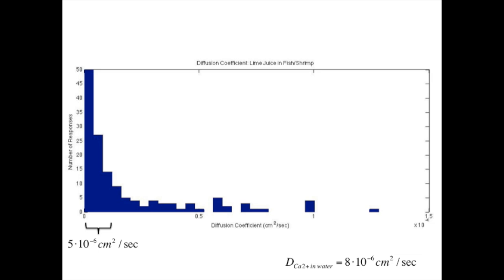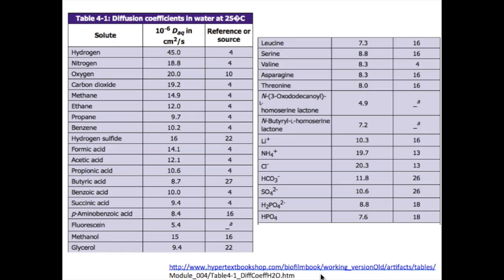And again, if we compare this to calcium ions, the diffusion of calcium ions in water, which is also a small charged molecule, this is 8 times 10 to the negative 6 centimeters squared per second, or this was the number that we used in the class. And so more or less, it looks like our measurements as a whole are quite similar to that of calcium. And here I'm showing you some different diffusion coefficients in water of a number of different molecules, some larger ones and some ions over here.